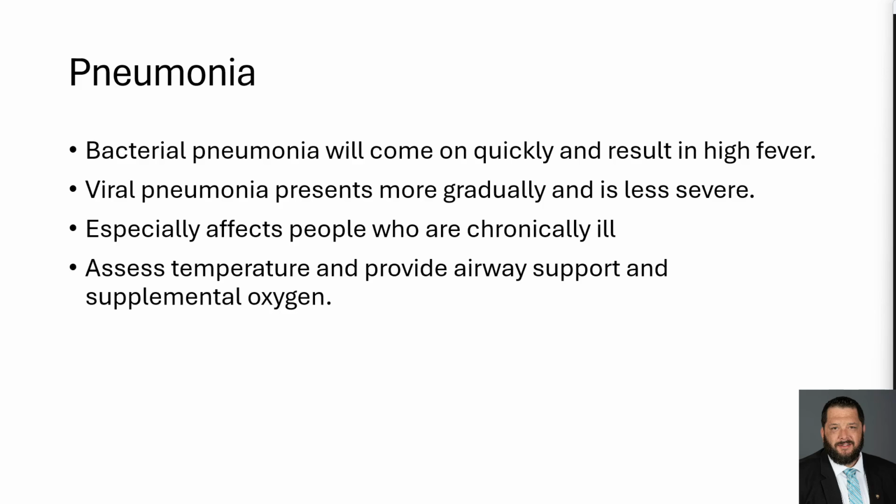Let's start off our talk by looking at pneumonia. Bacterial pneumonia will come on quickly, and typically these patients present with a very high fever. Viral pneumonia presents more gradually and is often less severe. In either case, the patients will appear with respiratory distress and dyspnea, and there's a high contagion rate, so it can especially affect people who have immune compromise or are chronically ill.